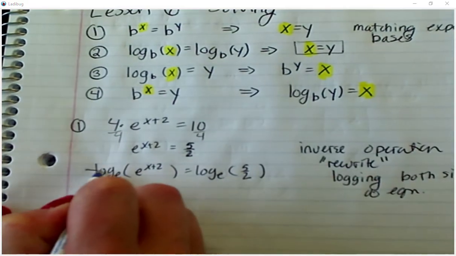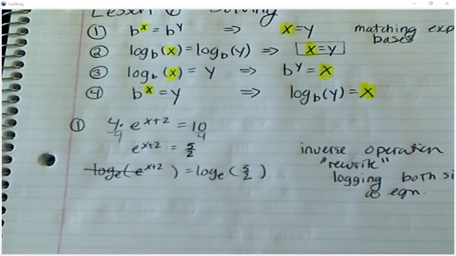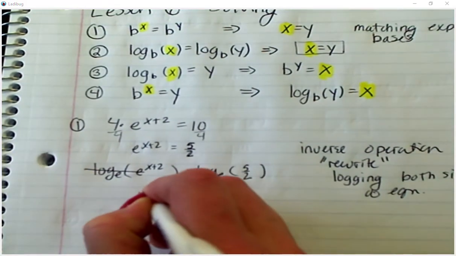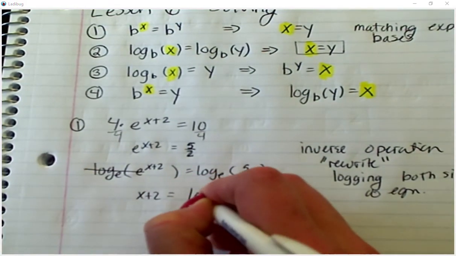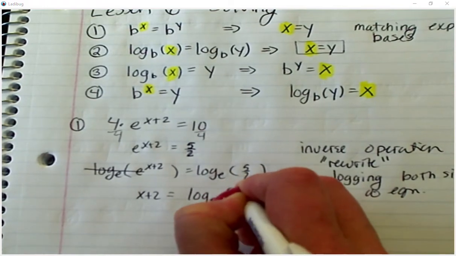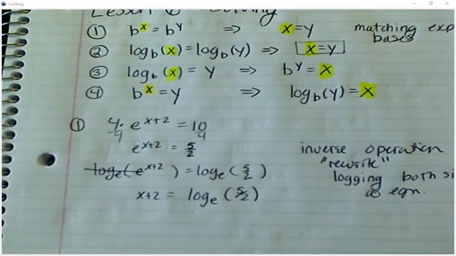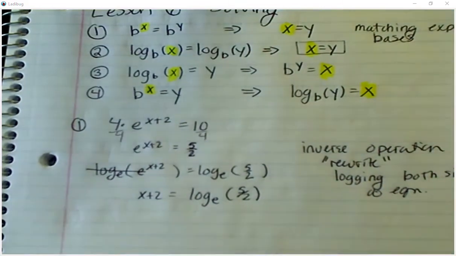Oh my gosh, that inverse property. Yes. That's how it works. I just showed you how to rewrite it. It was a skill, but this is like the proof of why that works. X plus 2 equals log base e of 5 over 2. Could you write natural log ln? Yes. Yeah, that's fine. I just like to see all parts of the log.